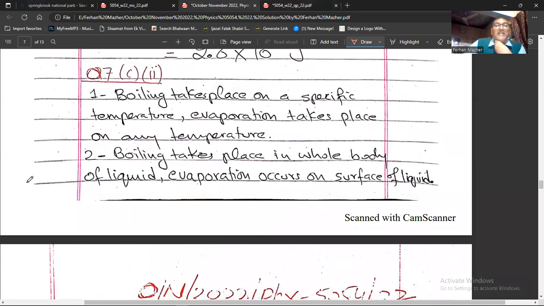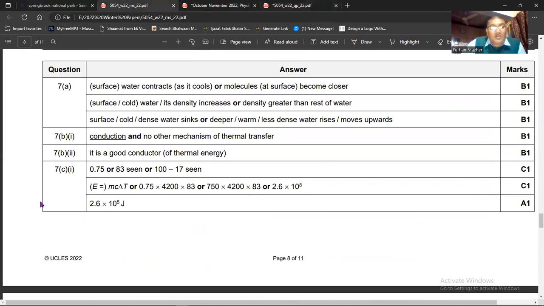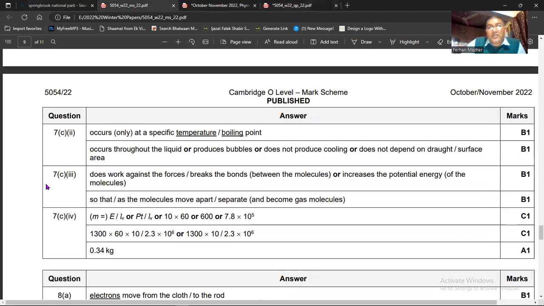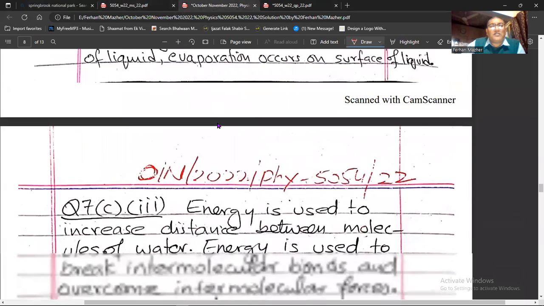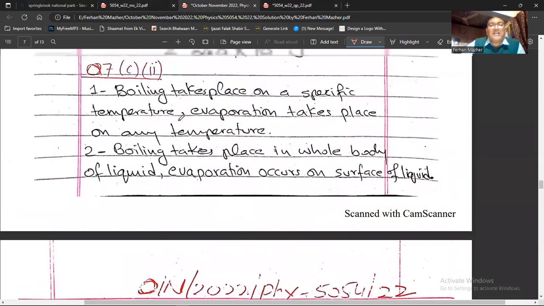Okay. Boiling takes place at a specific temperature. Evaporation takes place at any temperature, at all kinds of temperature. Boiling takes place in the whole body of the liquid. Evaporation occurs on the surface of the liquid. So here we have the answers, and you can pause the video. You can take your time with this marking scheme. So this is my answer.